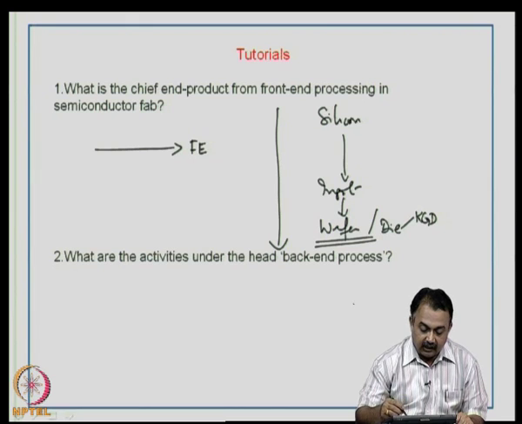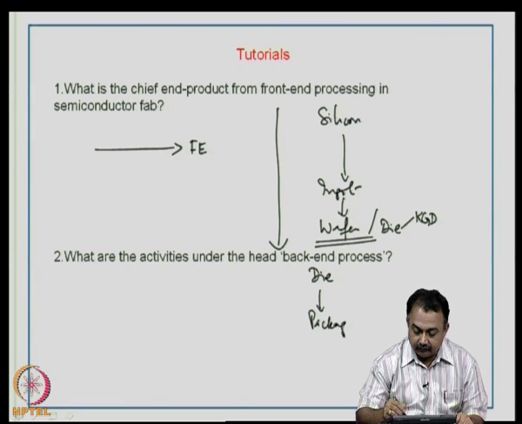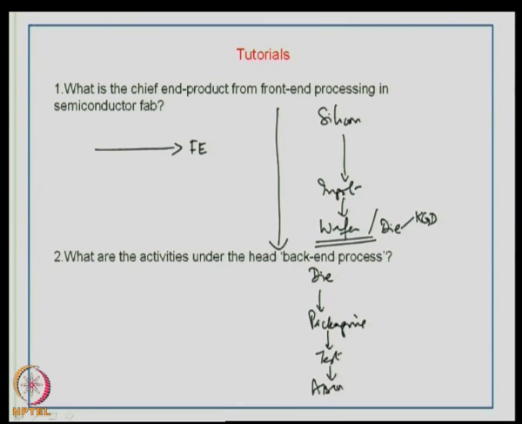The next one is, what are the activities under the head back end process? Here the starting point is the die, then you do packaging, then you do test, and then assembly. So, this is the sequence for back end process, and it starts with the known good die and ends with assembly. Finally it will end up as a BGA or a CSP or a bare die like a C4 or a DIP package or a QFP package and so on. I think you must be aware of this.